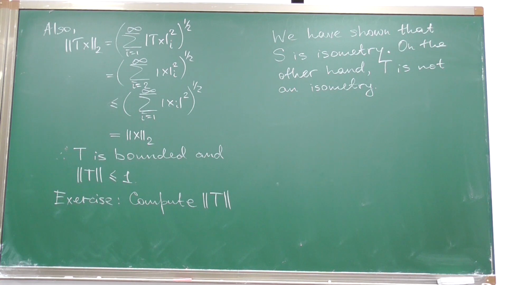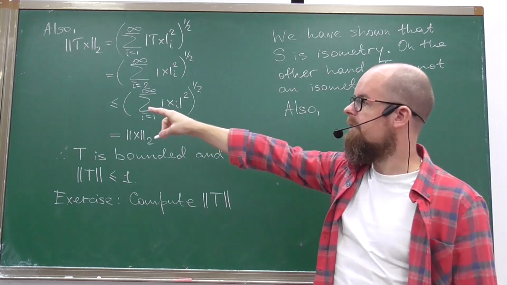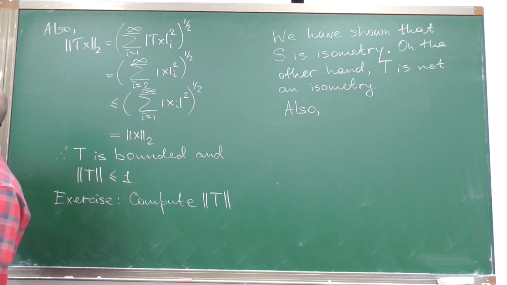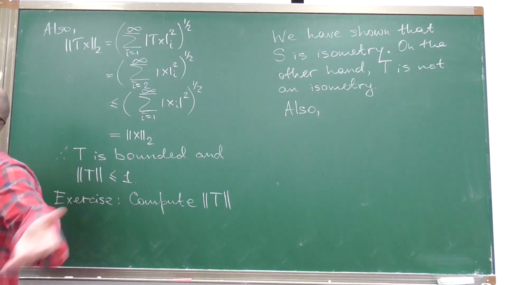However, T is a surjective operator, so it's onto, whereas S is clearly not onto. Because the range of S consists of all sequences from L2 with 0 at the first coordinate, which is definitely not the whole L2.